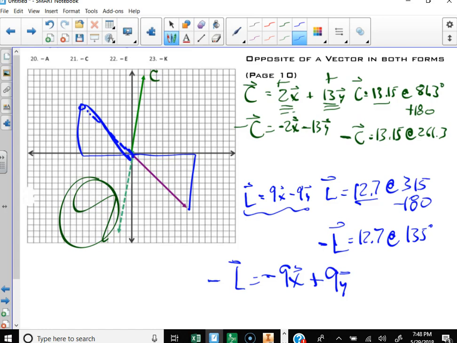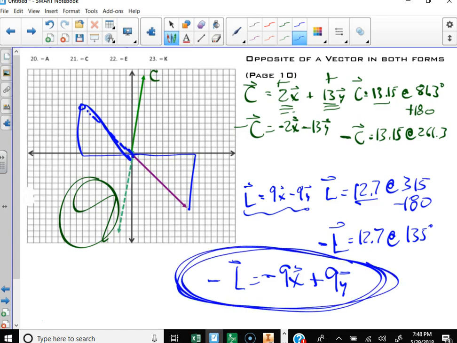Keep that in mind, because when we start doing some things here in a minute, your next video, I think, or so, this is actually going to be the easier way to do it. It's just by switching the signs in the component form.